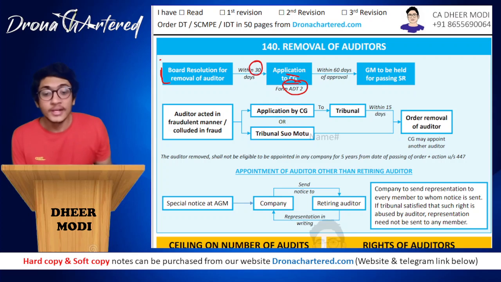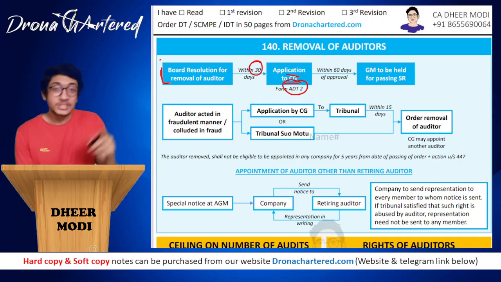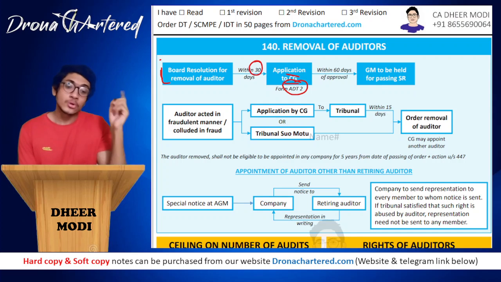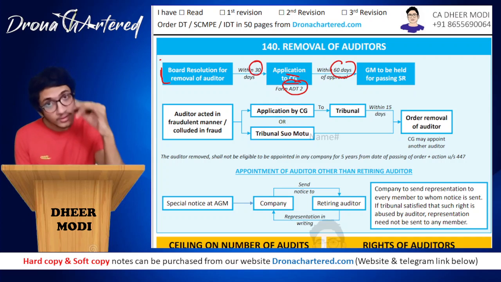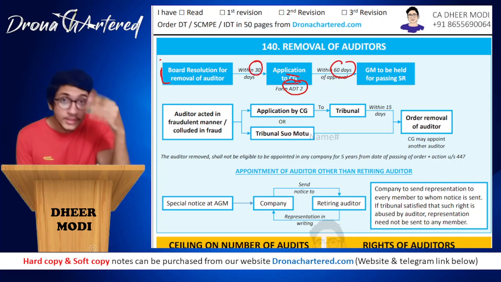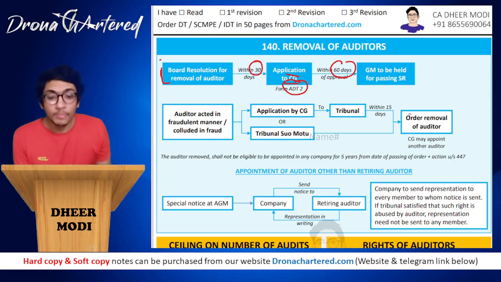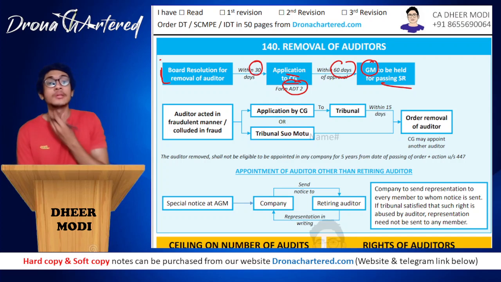Over here it is ADT 2, that is an application to CG, stating that we have already passed a board resolution to remove our auditor. The CG will approve this application within 60 days. Once you have received the approval, within 60 days from the date of the approval, your general meeting should be held for passing a special resolution, because they will also pass a special resolution to remove the auditor.